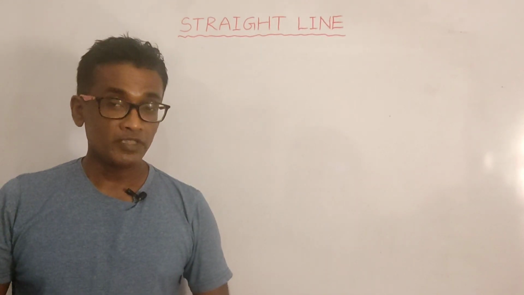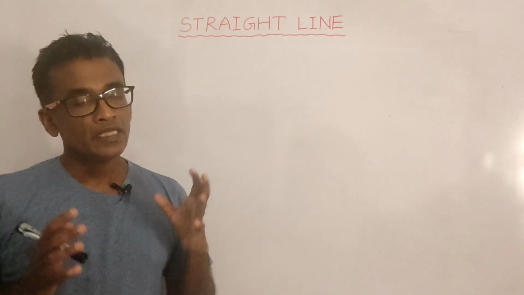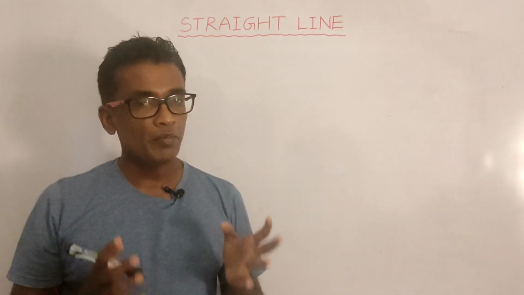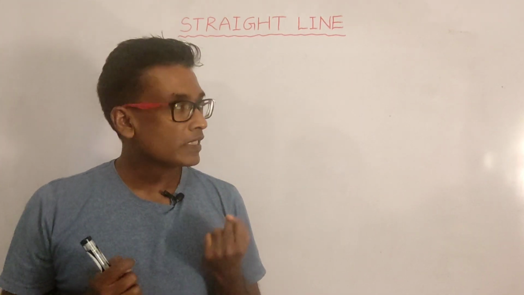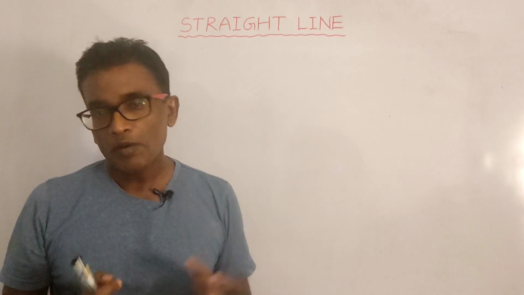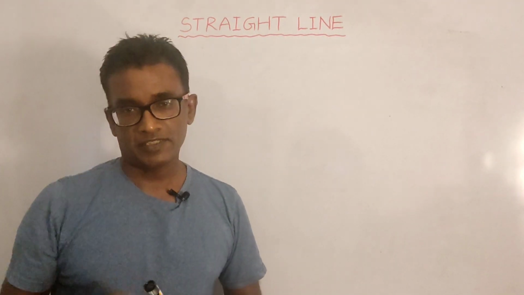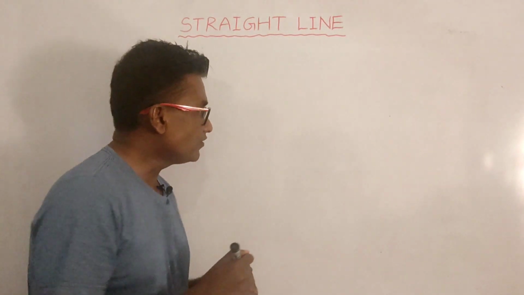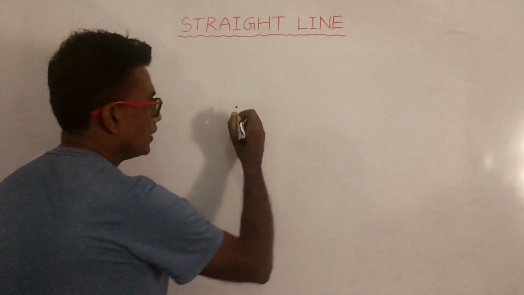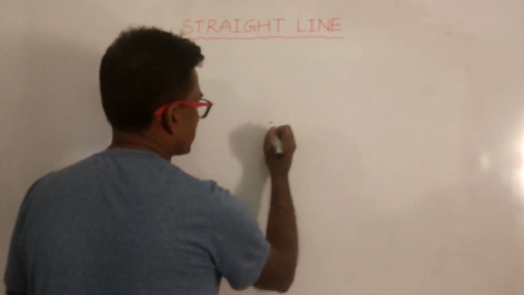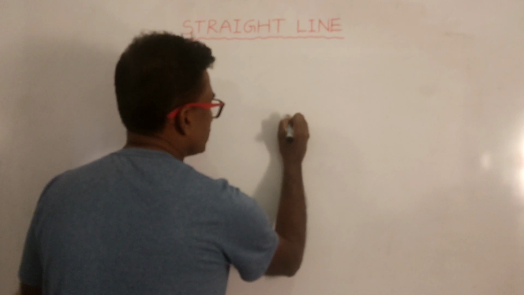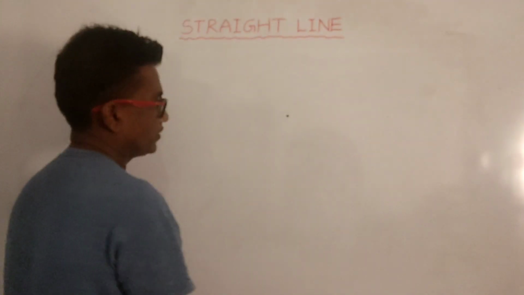Today we are going to talk about straight lines. In Euclidean geometry, we assume that all geometrical objects are made of points. Just like our body is made of atoms, all geometrical objects are assumed to be made of points.